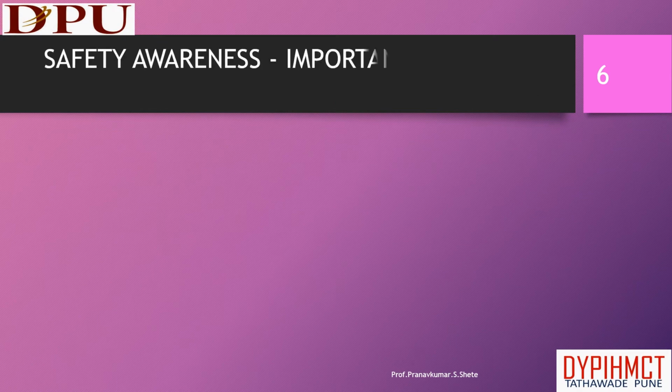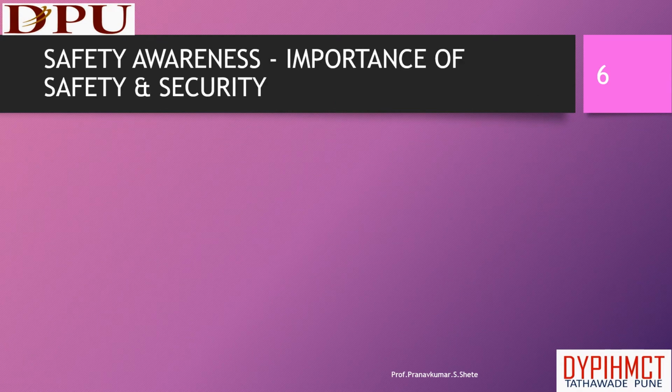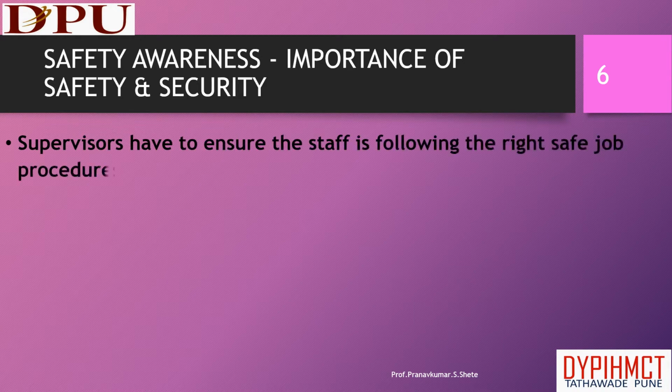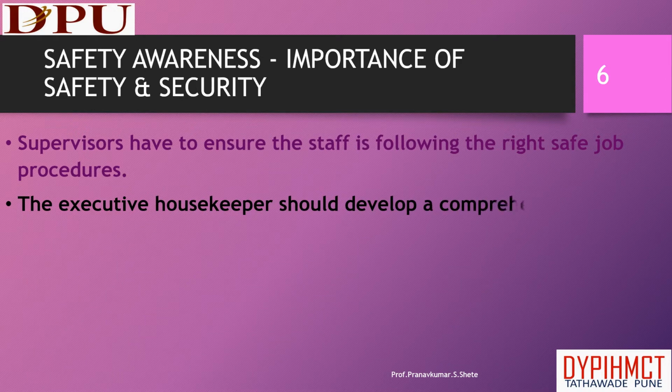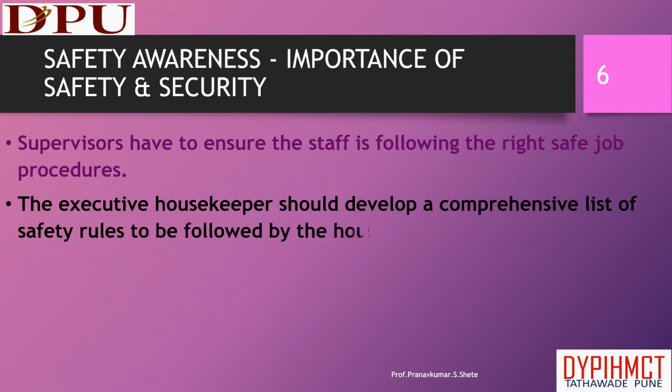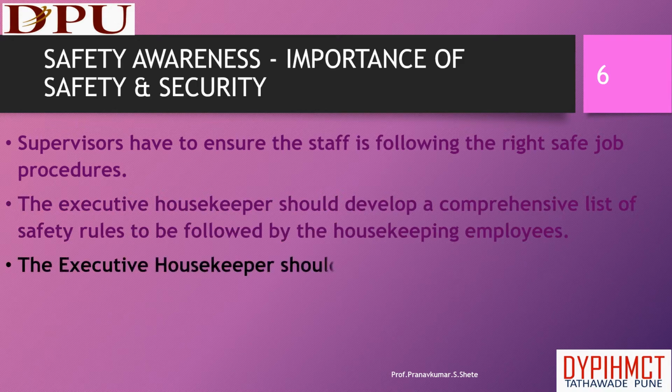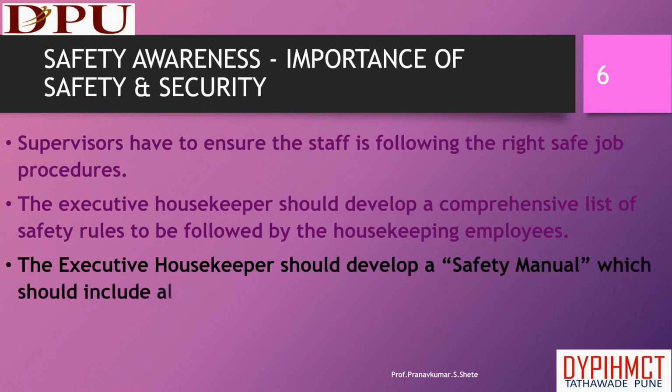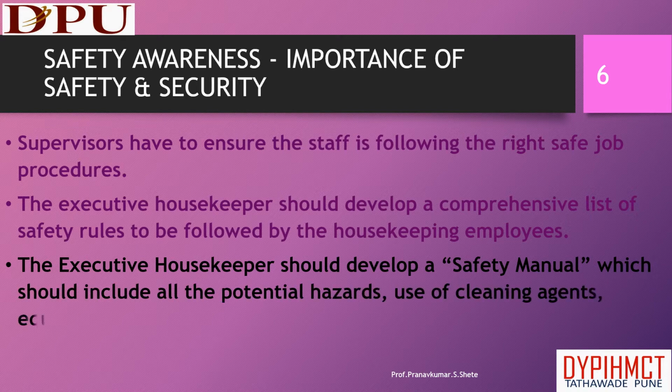Safety awareness, importance of safety and security. Supervisors have to ensure the staff is following the right safe job procedures. The executive housekeeper should develop a comprehensive list of safety rules to be followed by the housekeeping employees. The executive housekeeper should develop a safety manual which should include all the potential hazards, use of cleaning agents, equipment, postures of working, etc.